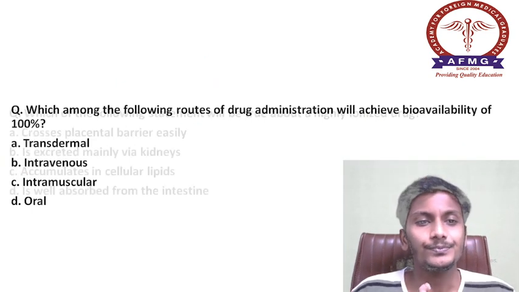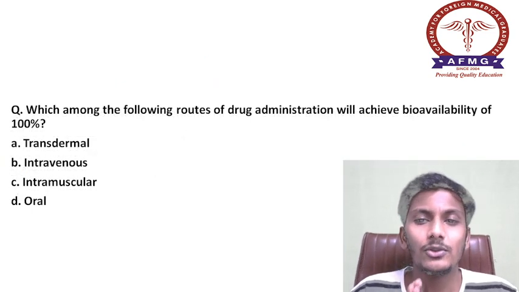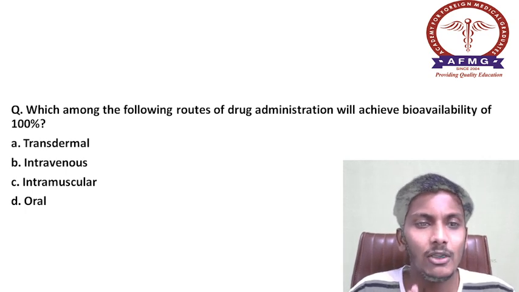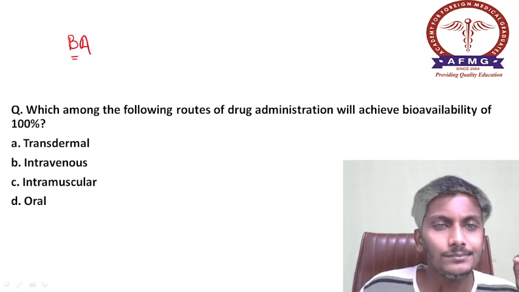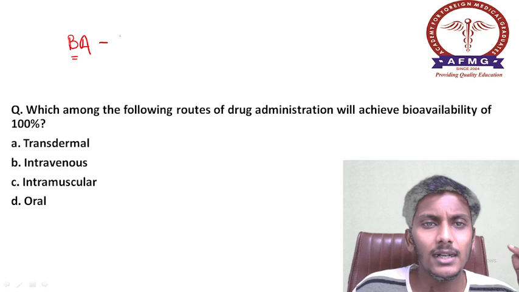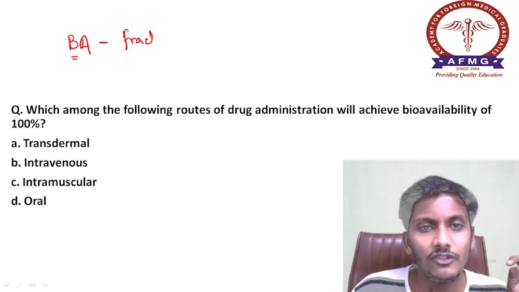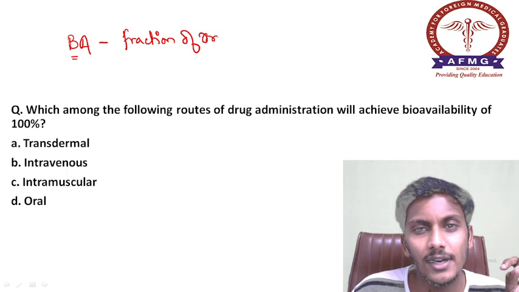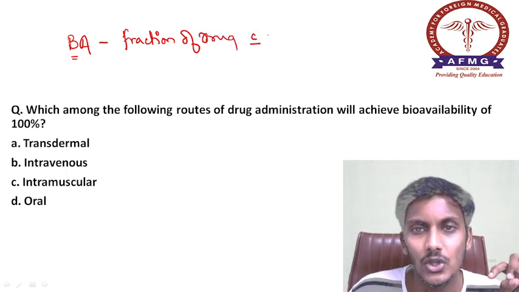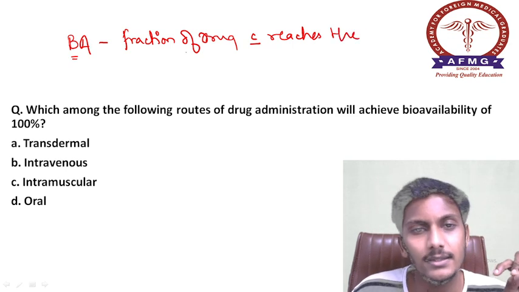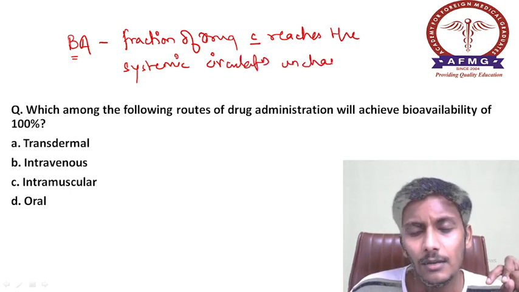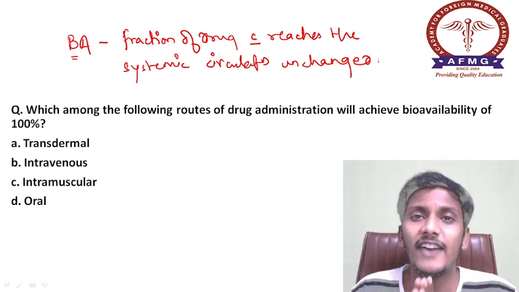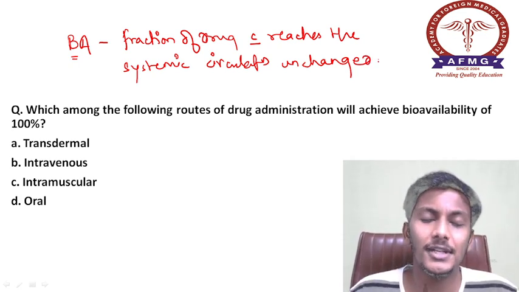Moving further now. Next question, which among the following routes of drug administration will achieve bioavailability of 100%? So first of all, what is bioavailability? Please remember, bioavailability is the fraction of a drug which reaches the systemic circulation unchanged. What is important in this? Please remember the definition. Bioavailability of a drug is nothing but the fraction of a drug which reaches the systemic circulation unchanged.